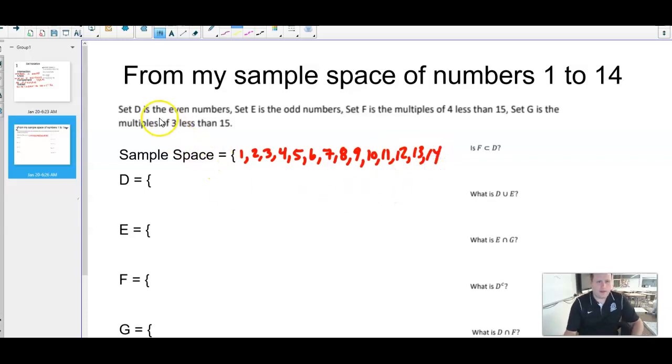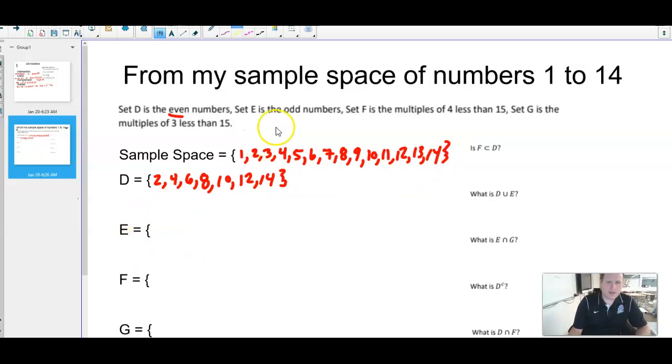Okay, set D is the even numbers that are in my sample space. So that'd be 2, 4, 6, 8, 10, 12, and 14. E is the set of odd numbers. So 1, 3, 5, 7, 9, 11, and 13.